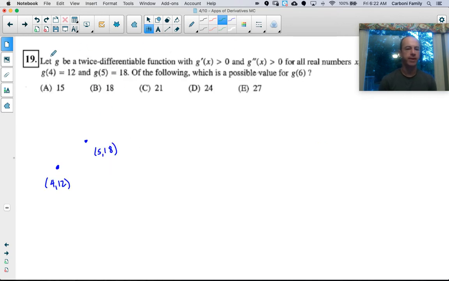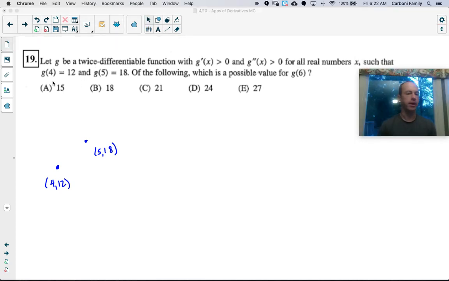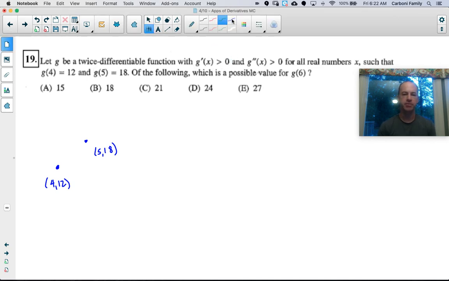Okay, so 19 is a tricky one. G is twice differentiable. They tell you that G prime is positive, and that should immediately make you think that G is increasing. And G double prime is positive, which means this G is concave up as well.